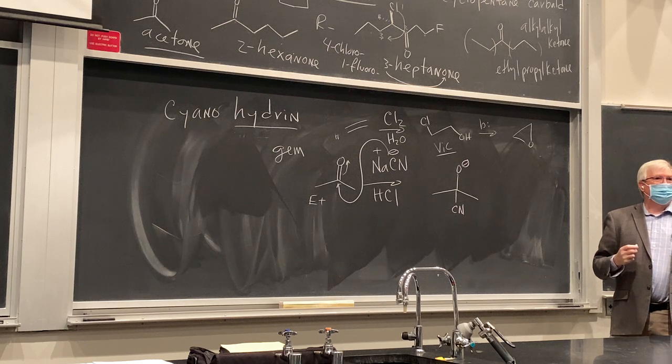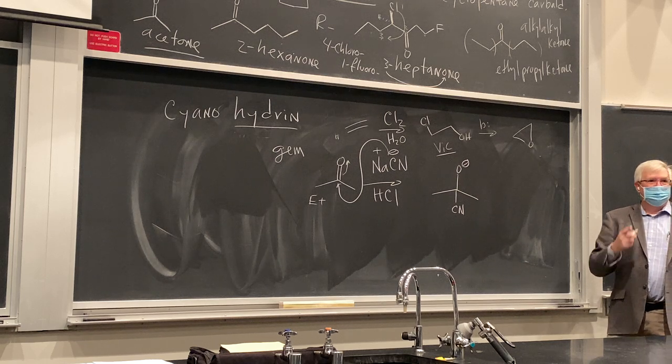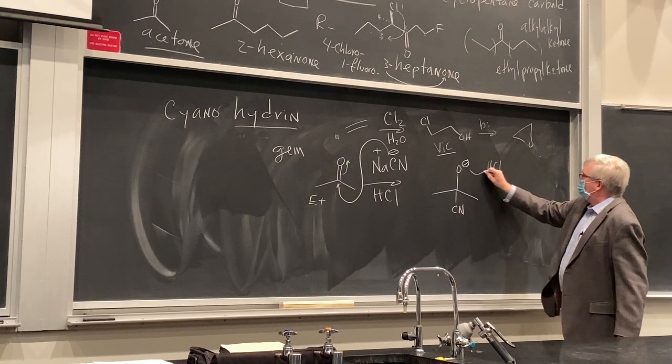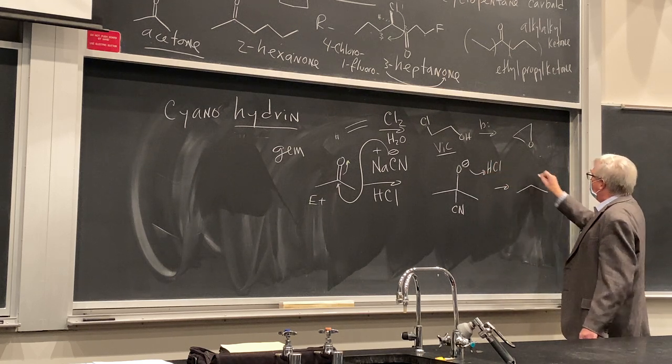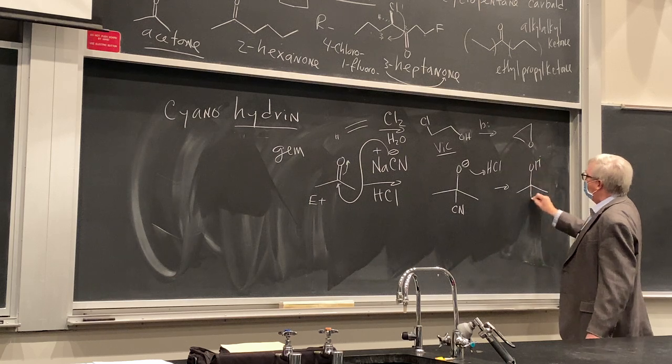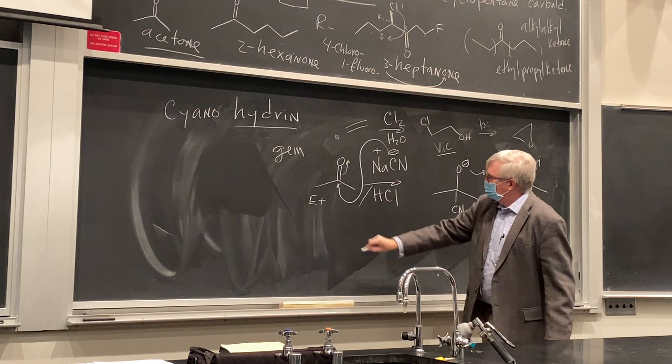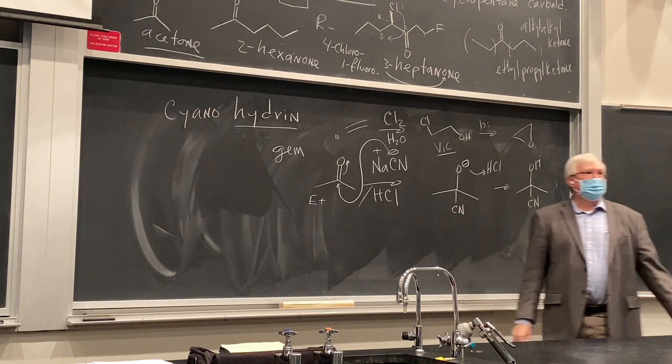How do we get to the neutral cyanohydrin? We've got a protonation. So you can see why the HCl is in there. In fact, we normally add the HCl after the cyanide's been in there for a while. So maybe technically it's better to say that's a second operation.